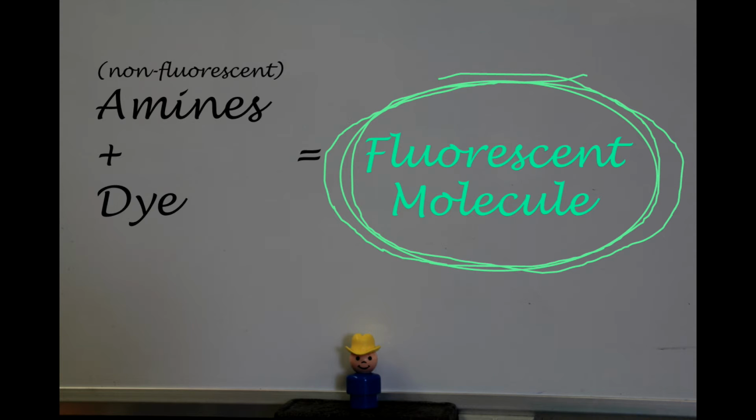One strategy to detect non-fluorescent molecules is to react them with a special dye molecule. When the two molecules react, they form a product that will fluoresce quite vividly. This type of reaction is referred to as turn-on fluorescence, because the fluorescence turns on if the reaction is successful.